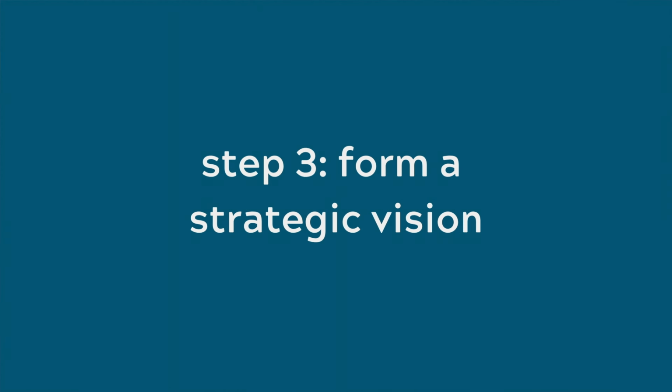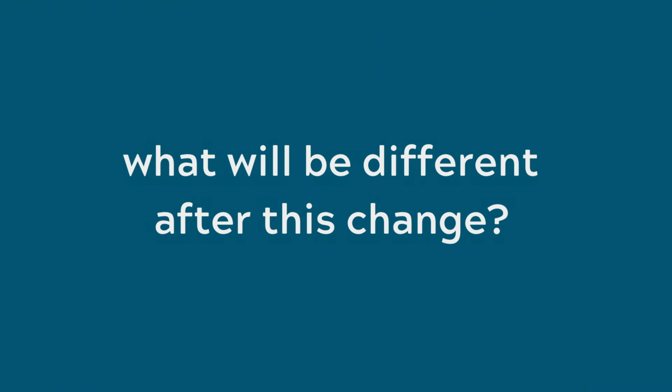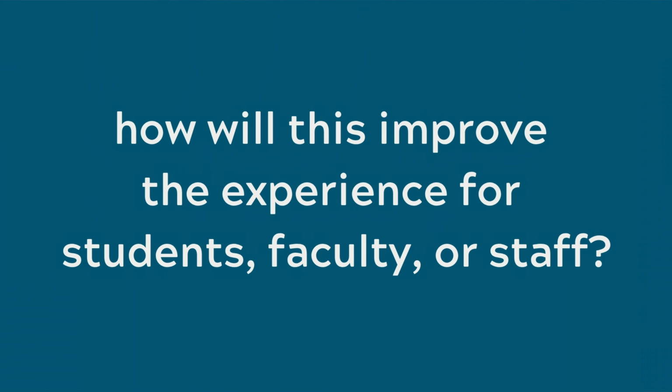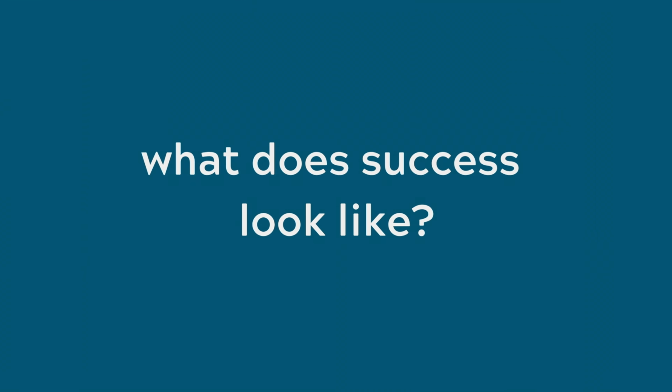The third step is to form a strategic vision. Next, the team develops a clear vision for what the change will accomplish. This vision should answer questions like what will be different after this change? How will this improve the experience for students, faculty, or staff? And what does success look like? For example, if a campus is launching a new project management process, the vision might be to create more transparent collaboration across departments and improve the completion rate of strategic initiatives. The vision provides a North Star that helps guide decision-making throughout the change process.